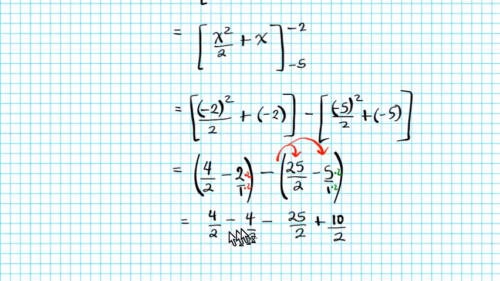Okay? 4 over 2 minus 4 over 2 are opposites. They take each other out. Negative 25 plus 10 is negative 15 over 2. And that's your final answer.